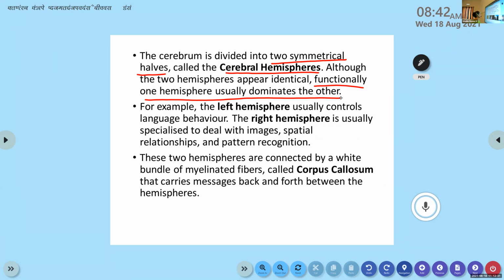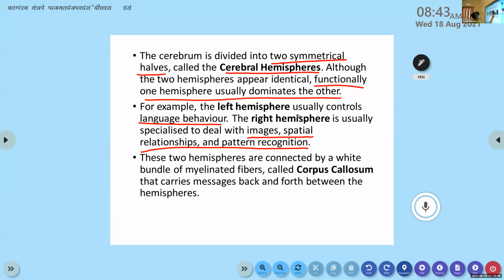For example, the left hemisphere usually controls language behavior. Language is also one part. Left hemisphere, L and L. Language, left hemisphere. And it deals with mathematics, scientific knowledge, logical thinking, critical thinking, all those things. The right hemisphere is usually specialized to deal with images, spatial relationships, and pattern recognition. That is creativity and art, basically.